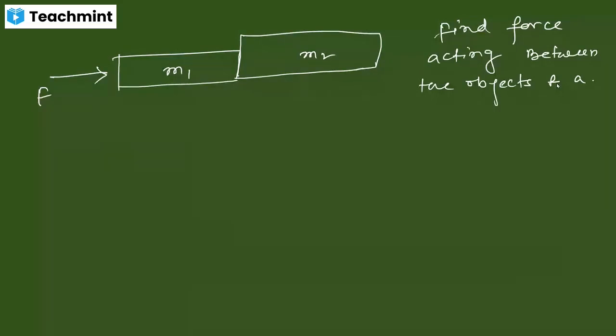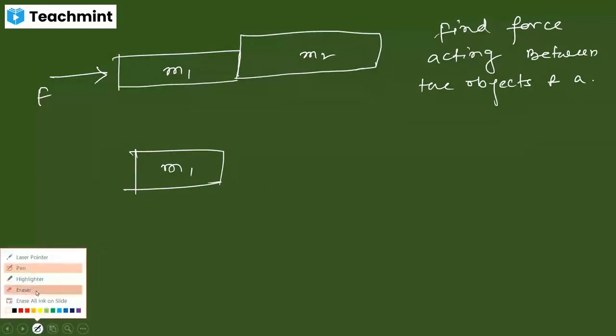Why is the question written, everyone? Okay. Now you are applying the force on one of the objects, that means on M1. This is your M1. You are applying the force on M1, right? So for that, I just want to draw the free body diagrams for M1.